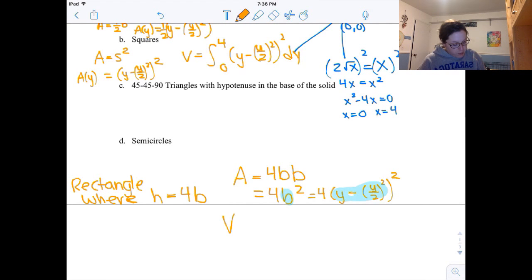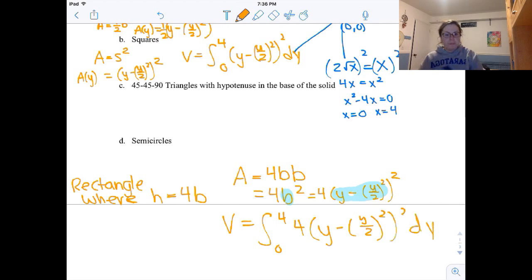So then volume here would be the integral from 0 to 4 of my area dy. Okay?